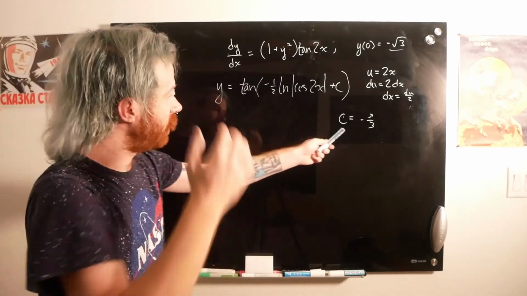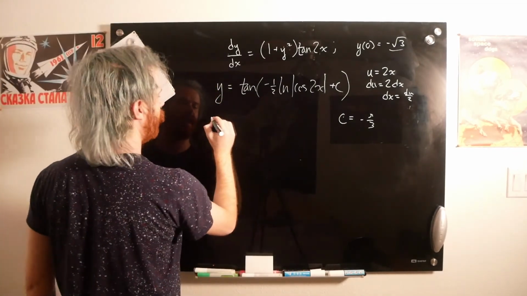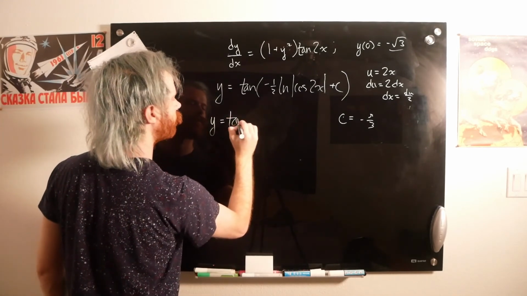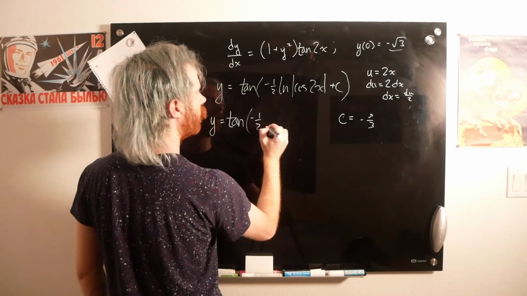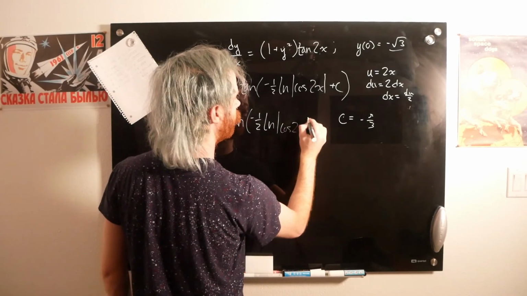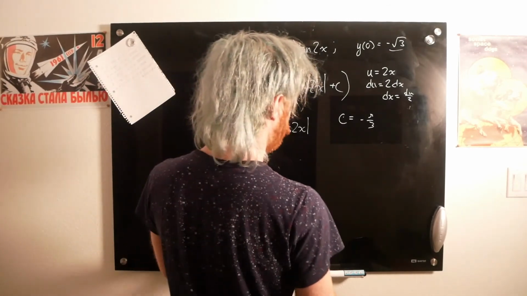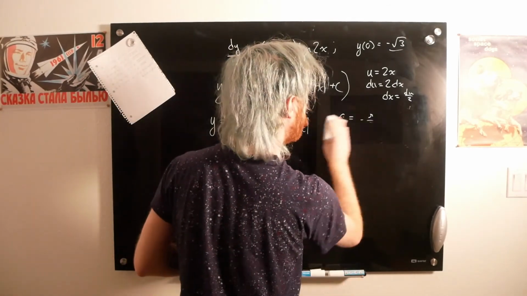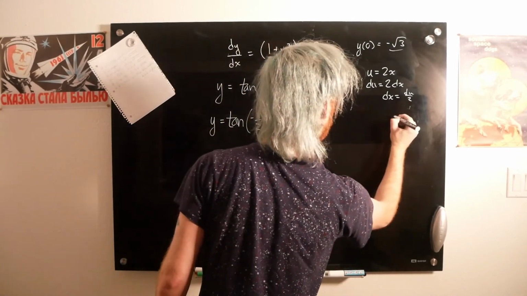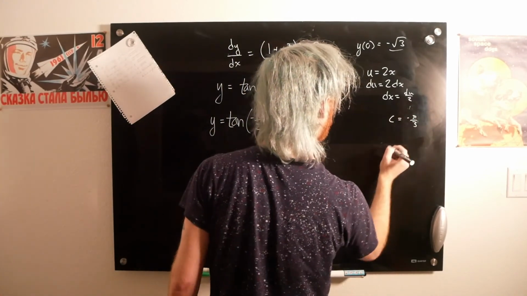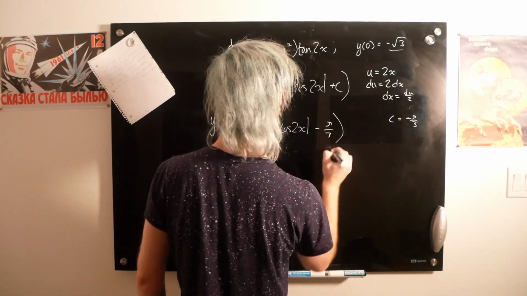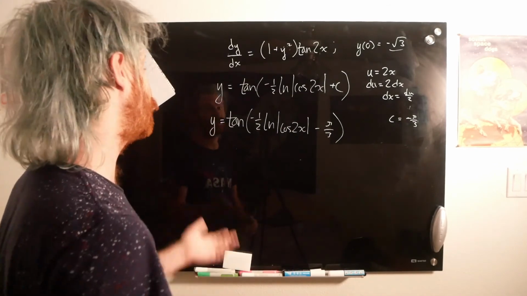So now that we have c equals negative pi over 3, we can plug it into our answer, which is right here. Y equals tangent of negative 1 over 2 natural log absolute value cosine of 2x, minus pi over 3, right? Okay. So again, this is the right answer.